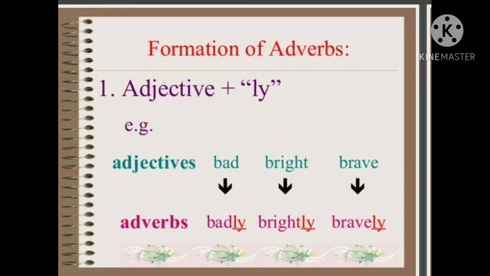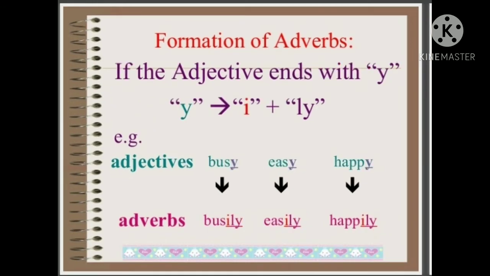The first formation goes as when we add ly to the adjective. Example, for the adjective bad, we add ly to form adverb, that is badly. Second, bright, then it goes as brightly. And third, brave, it goes as bravely. The next formation goes as if the adjective ends with y, then we change the y to i and add ly to it. Examples, busy, busily, easy, easily, happy, happily.